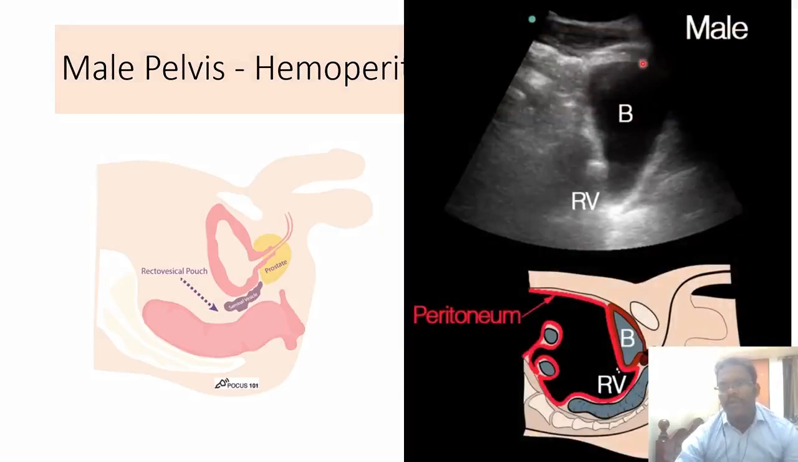So you can see the same image in the ultrasound. This is the urinary bladder, a completely anechoic structure, and here there is the rectum.